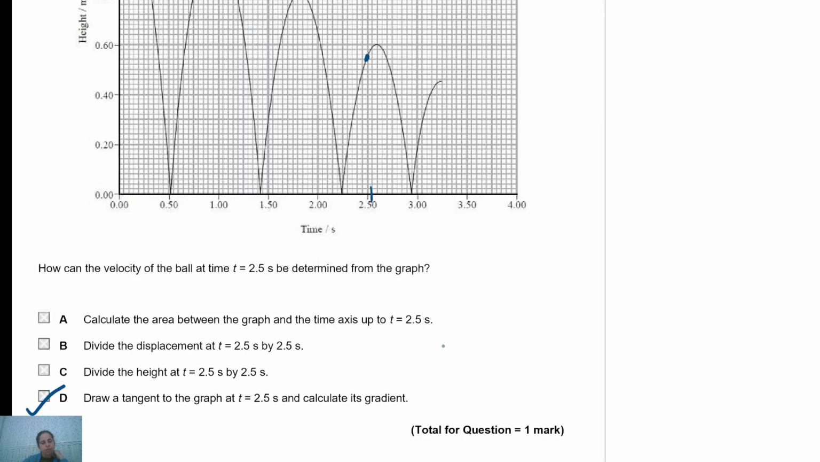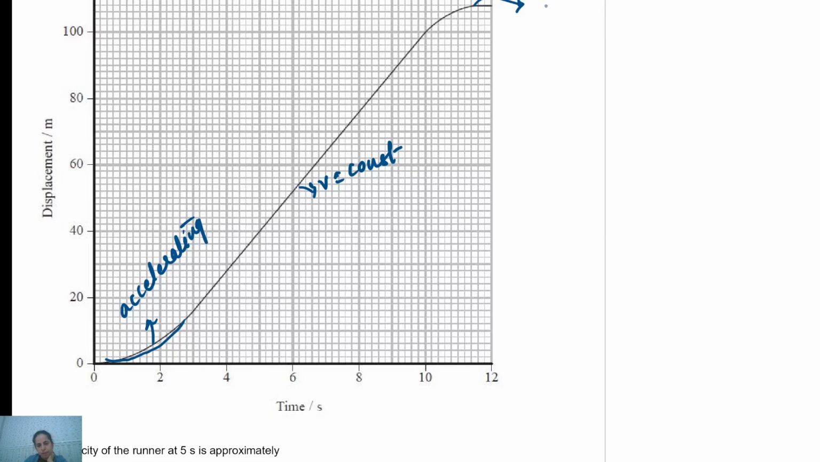The graph is a displacement time graph for a runner. Say it's curved, that means it is accelerating. Straight line means constant velocity, and because it's curved downwards, that means it is decelerating for the final part. The velocity of the runner at 5 seconds is approximately, there is 5 seconds, somewhere here.